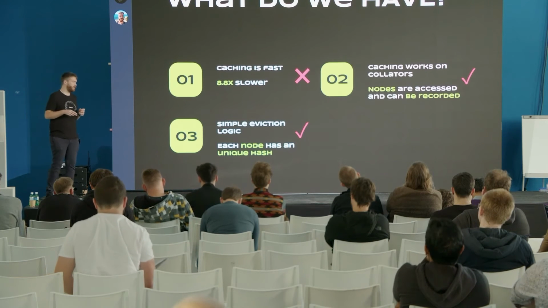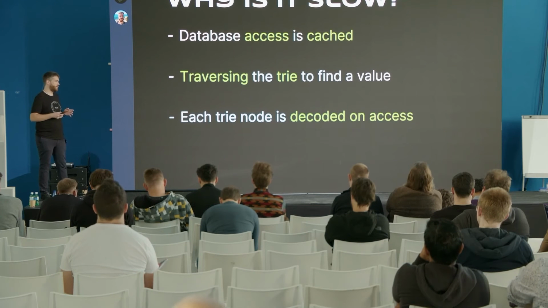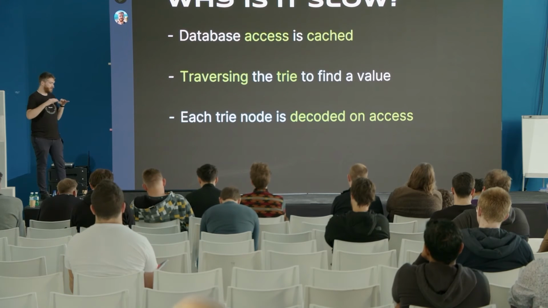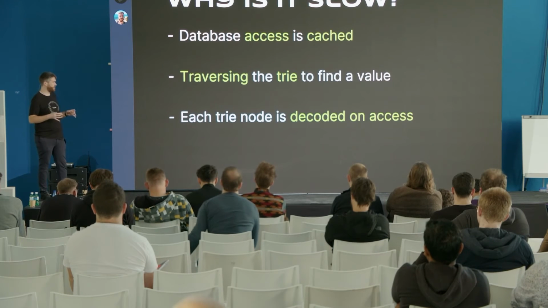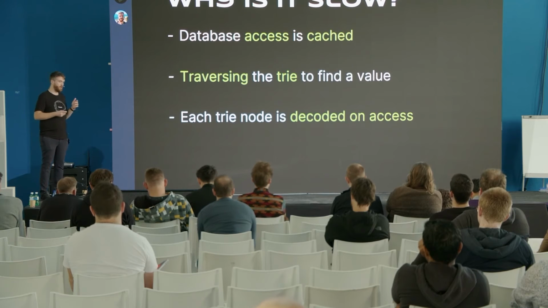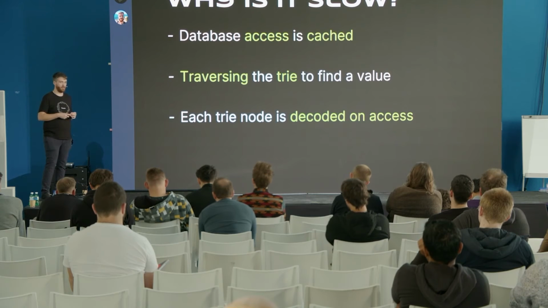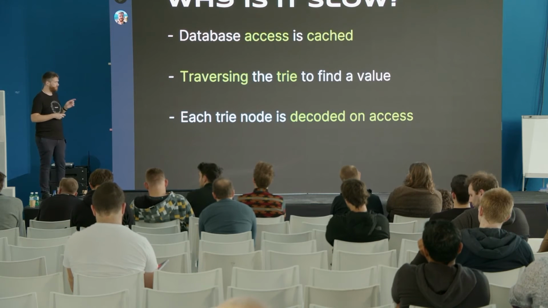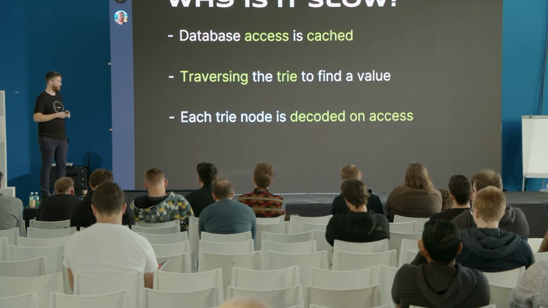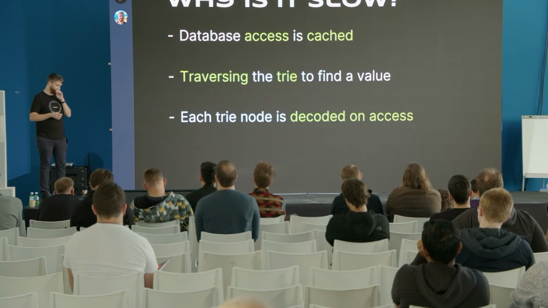Now the question was, why is it so slow? So let's recap. The database access is cached. The only two things we're still doing that the state cache was not doing is we are traversing the trie. That means, as I showed, we're starting with a root node and then going down until we find our node that contains the data. And we were also decoding the trie nodes on every access. So what does it mean?